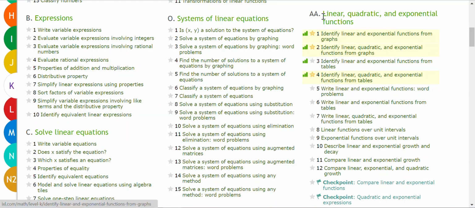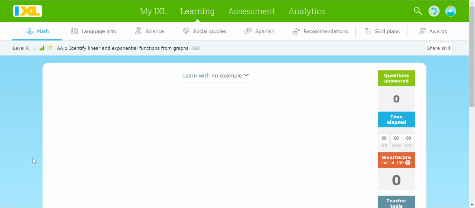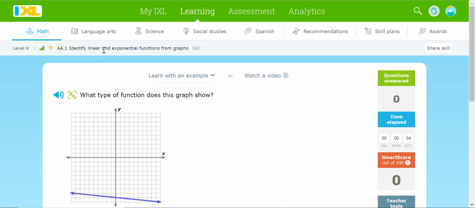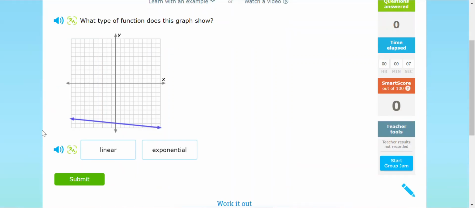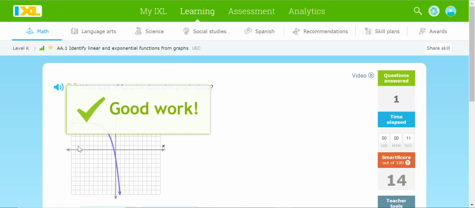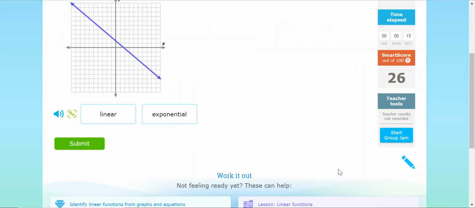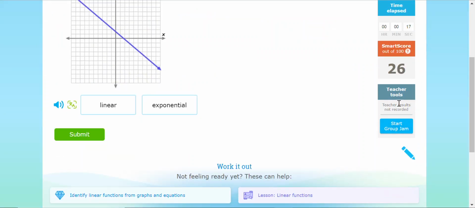Right, so in this quick video, I'm going to talk about AA1. You have to identify whether it's linear or exponential, and it's actually pretty easy. Linear. This one would be exponential. I'm not sure if there's any more difficult problems or not.